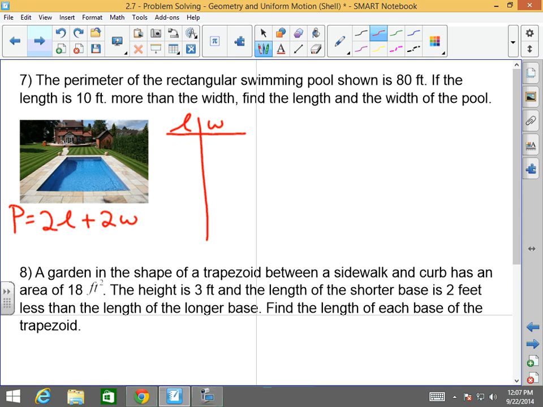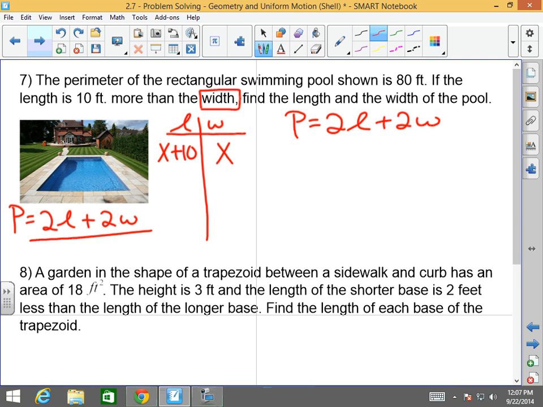It says here that the length is 10 more than the width. So what do we know nothing about? We know nothing about the width, which is x. And it says the length is 10 more than the width, so the length is x plus 10. I want to find the length and the width. Now simply plug these into the formula. You know that perimeter equals 2 times length plus 2 times width.